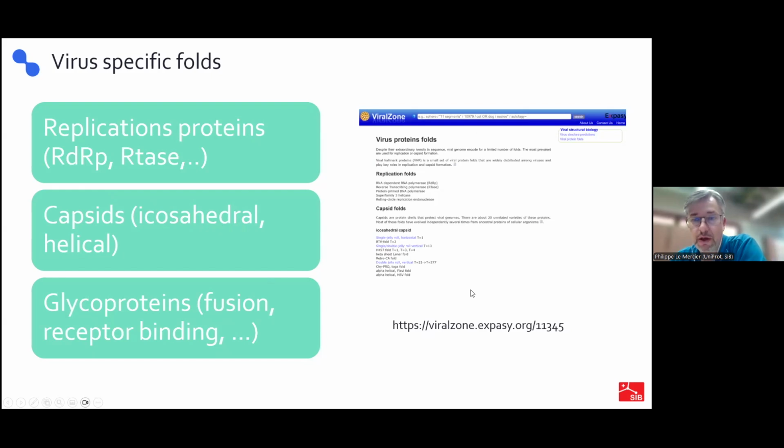In ViralZone, we have created a page, which is in development, that will record the protein folds. So they are the major ones. And for about 7-8 years, folds have been used to classify viruses, which is what we call the virus hallmark genes, the genes that are widespread in virology, and folds which are widespread actually.